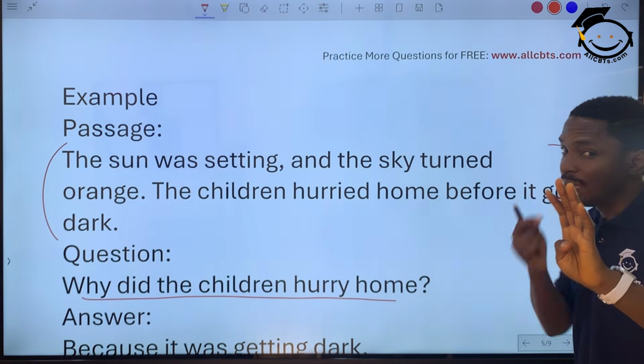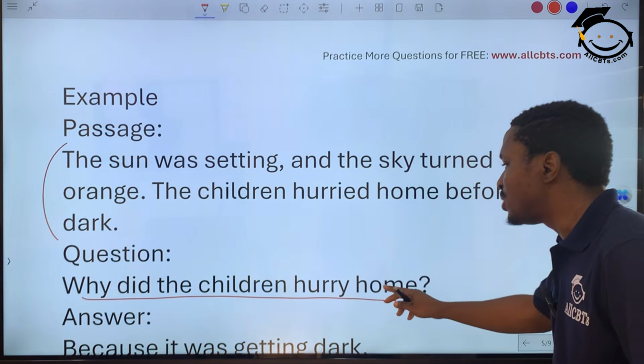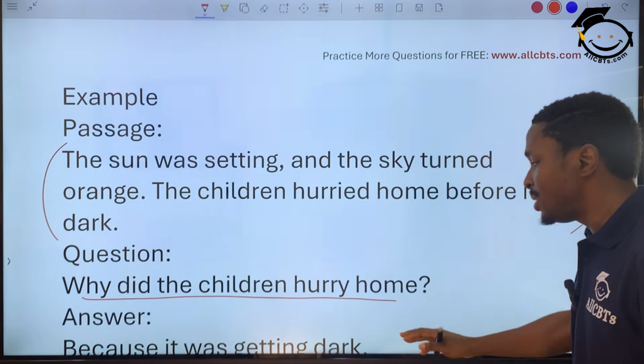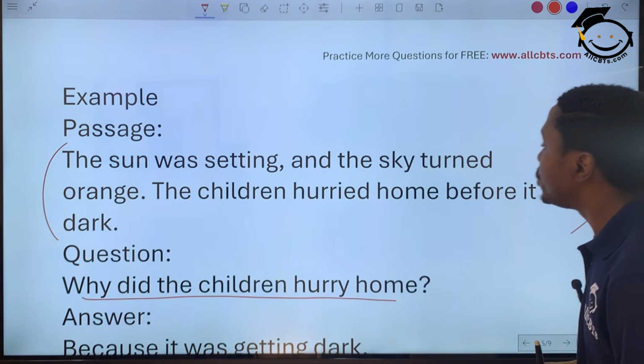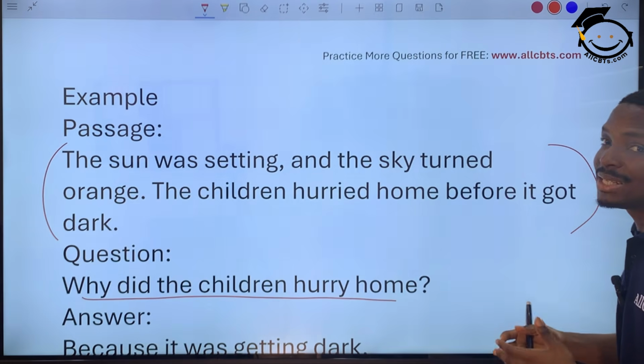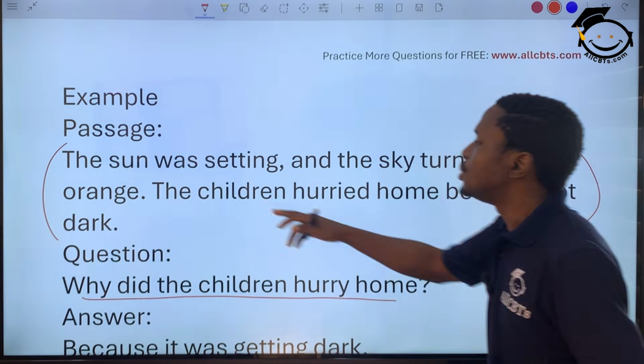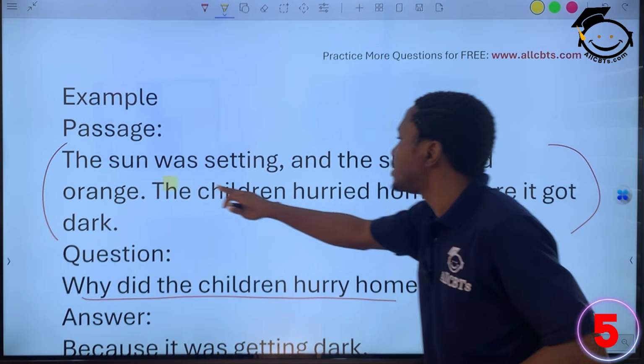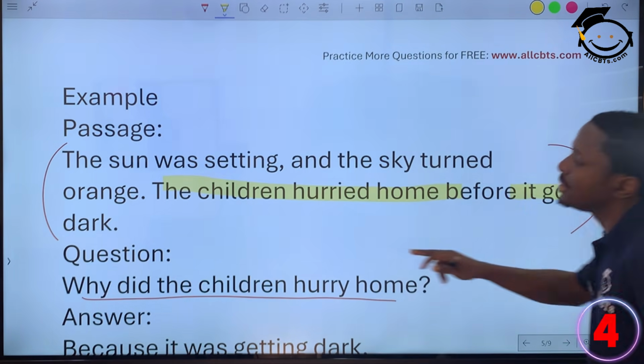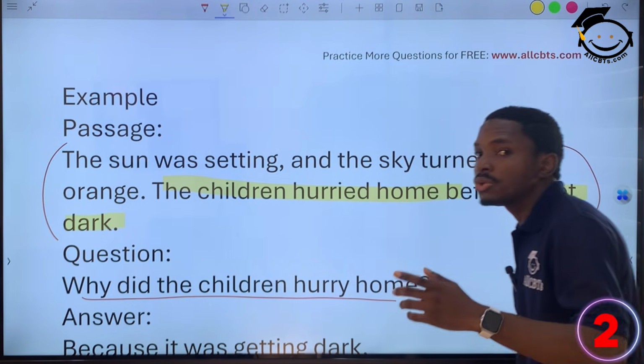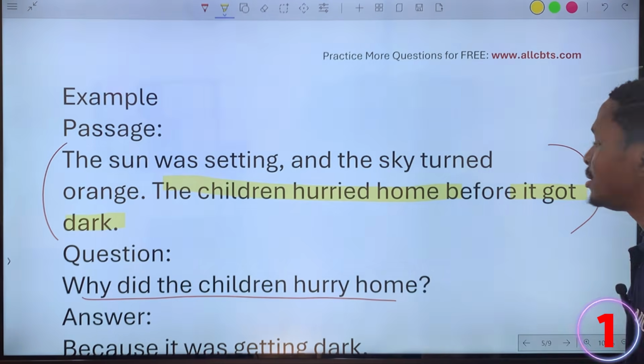I gave you different types of questions. Now, what type of question is this? But then let's look at the answer. They hurried home because it was getting dark. You can see the children hurried home before it got dark. So they hurried home so as not to be caught in the darkness.